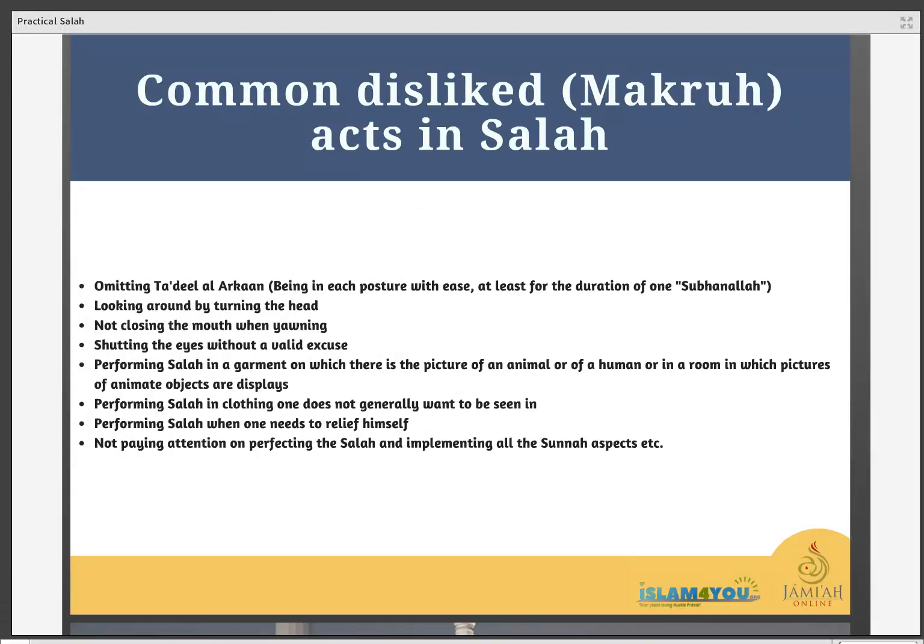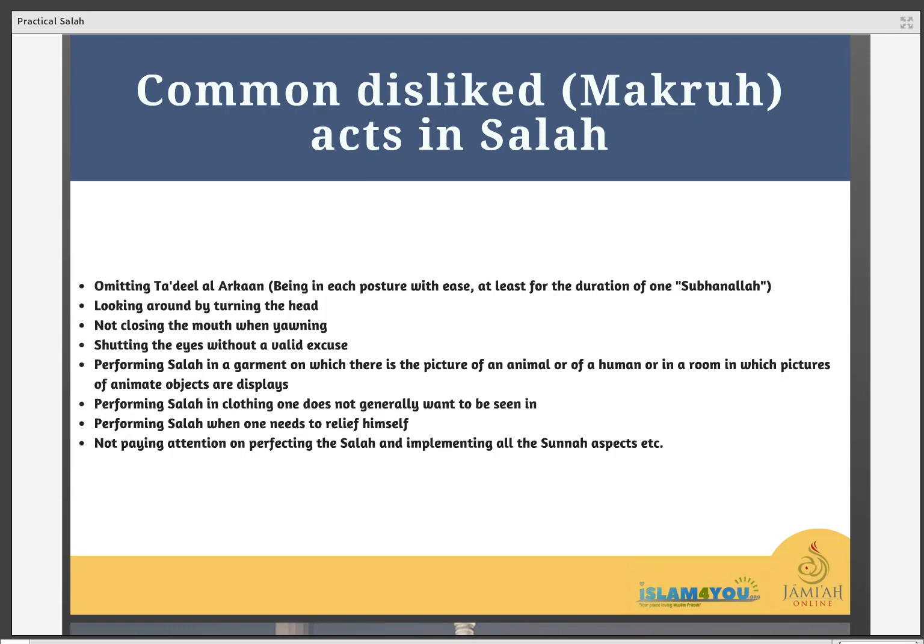We go on, and now we look at the makruh acts, those acts which are disliked when performing the salah. The first is that of missing the ta'deel al-arkan. Ta'deel al-arkan is to be in each posture in an ease and comfortable manner. So not to be rushing in a person's prayer, but to be performing the prayer in a calm, comfortable manner. This is an important aspect, and leaving it out is disliked.